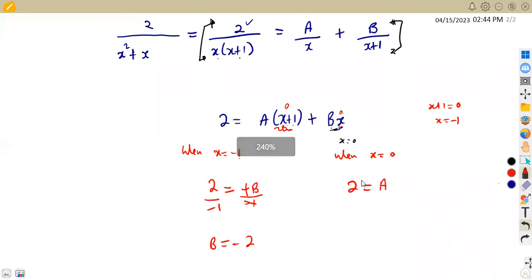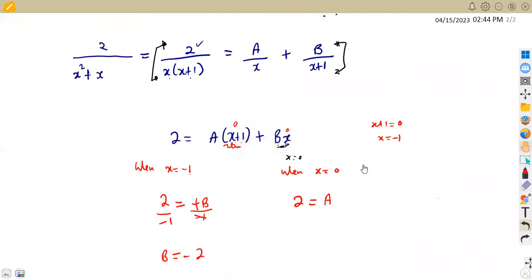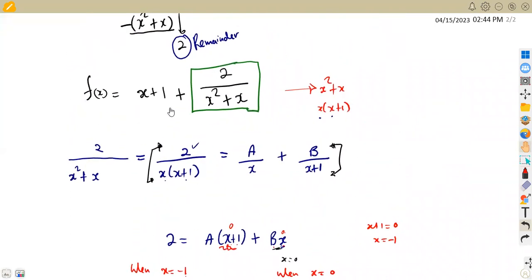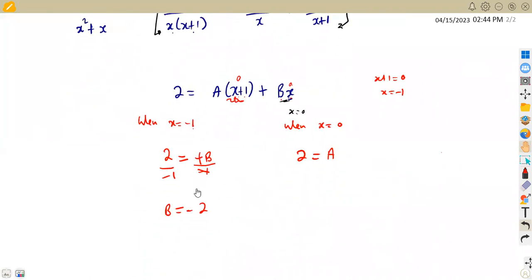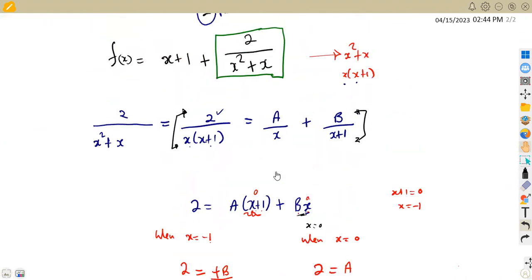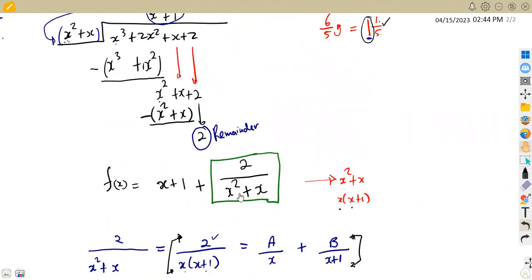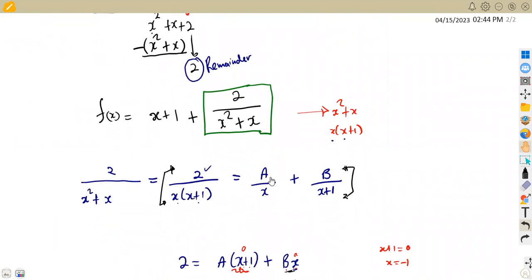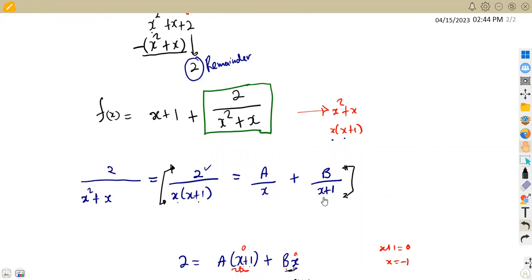So we are going to substitute these values into the function that we were given before. Remember, we said our f of x can be written as x plus 1. So now we are going to have our f of x starting with the x plus 1, then we move on to the other part. Therefore, our f of x is equal to x plus 1, that's the first part that we got. Then this part here, 2 over x squared plus x, is the one that we resolved into partial fractions of a over x plus b over x plus 1.